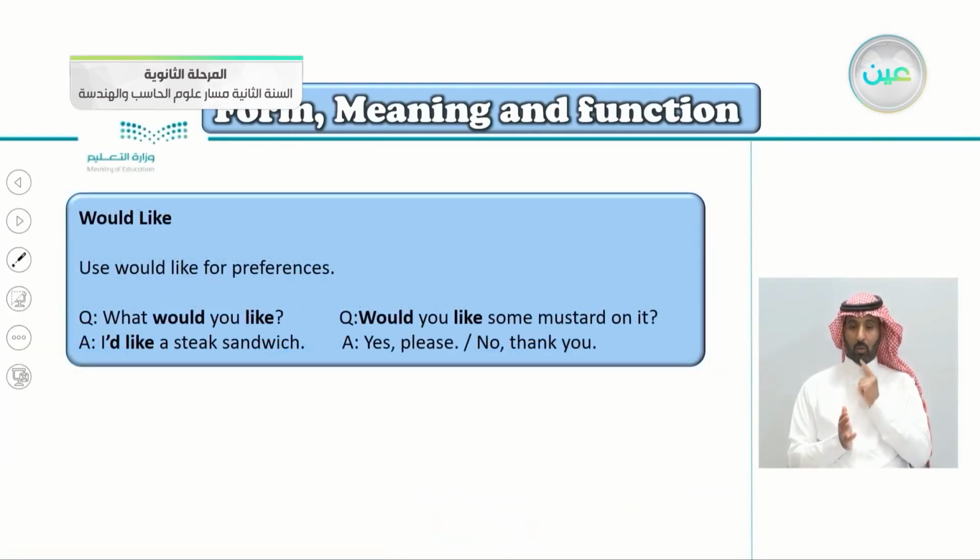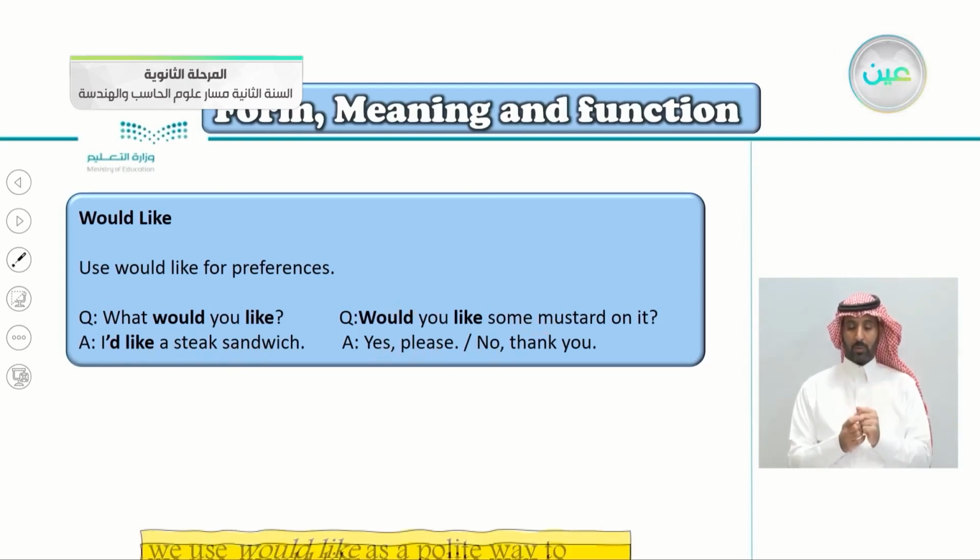Would like, we use would like for preferences, something you like, something you prefer. I would like some coffee. I would like a chocolate bar, for example. This is the question here. What would you like? Would you like some mustard on it? So, two questions here. What would you like? I'd like a steak sandwich. Of course, I'd is short for I would, the apostrophe d. Would you like some mustard on it? Yes, please. Or you can say, no, thank you.